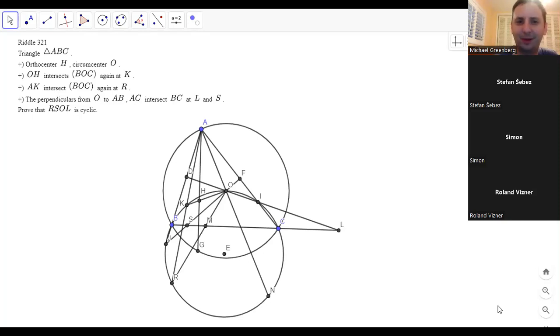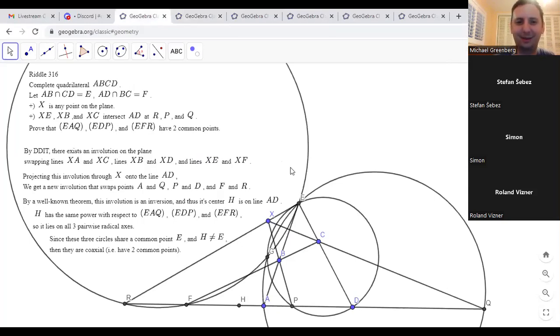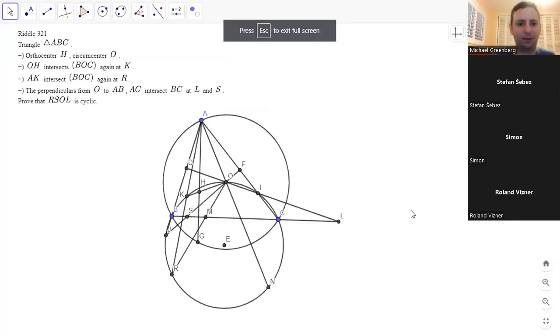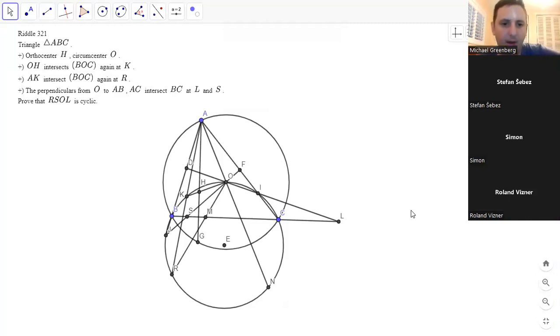We crushed this one with DDIT. So yeah, that was right before this. Okay, so S and L get swapped. And you said that's probably just a calculation. And then I and L get swapped.